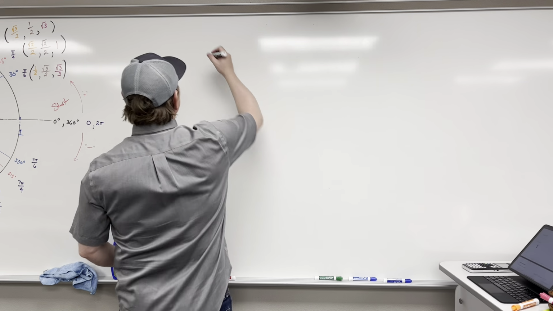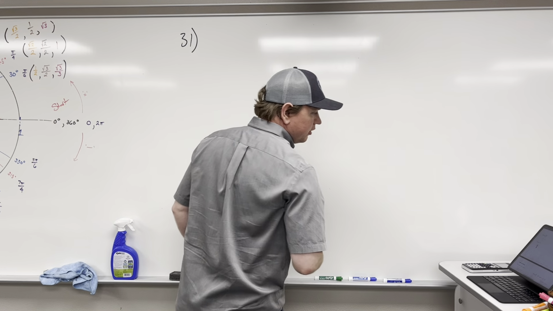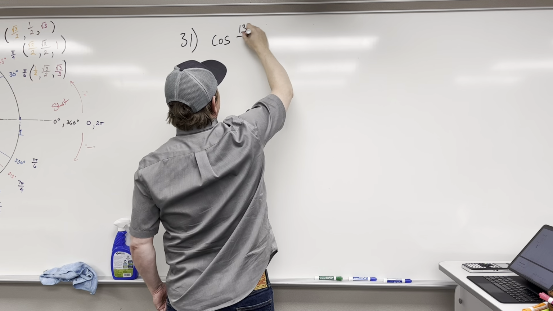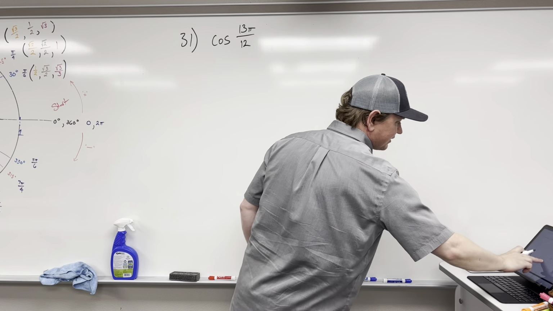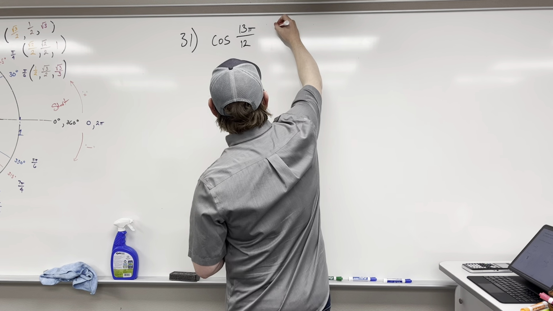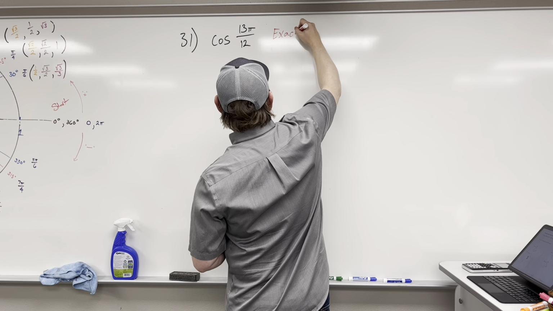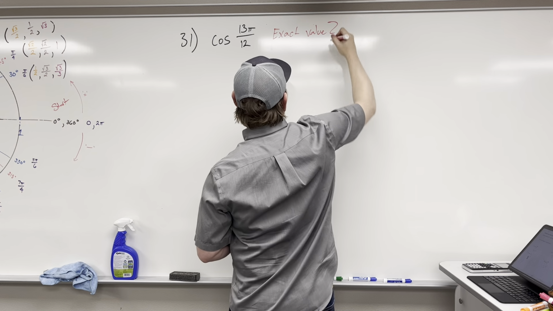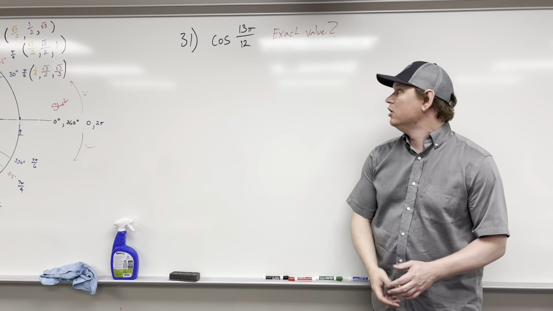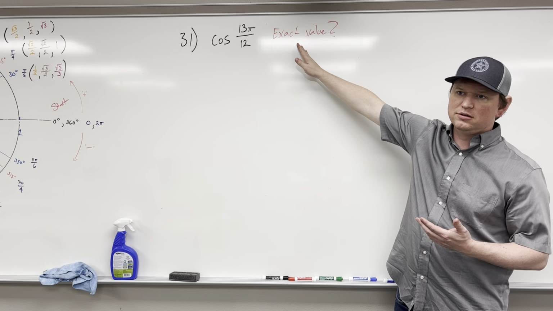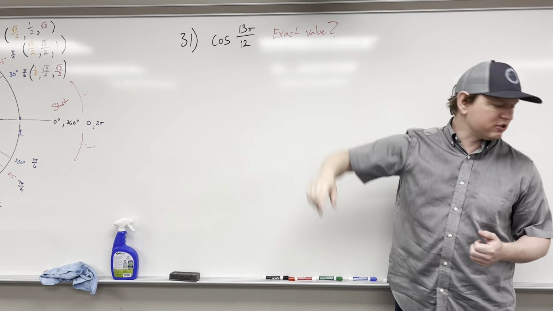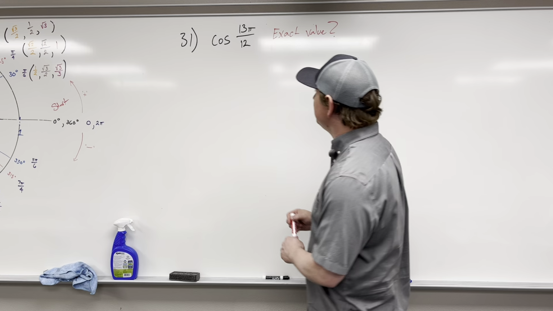Let's see, 31. Cosine of 13π over 12, and it's asking us to find an exact value. Given that, what do you have to do? When it says exact value, what does that mean? Not a decimal, but even in more simple terms.